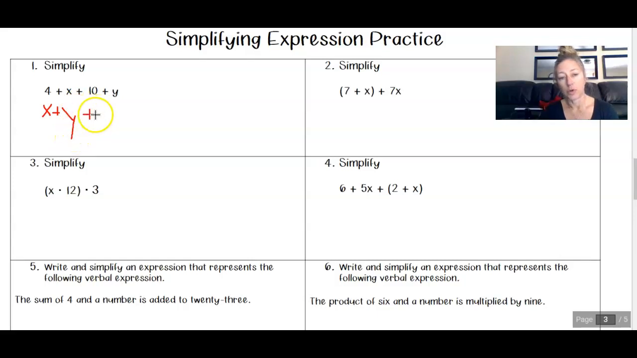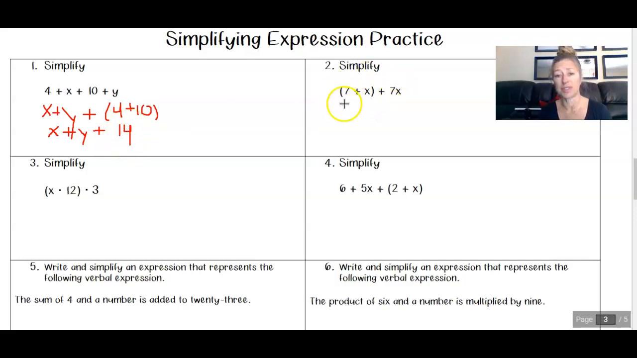And now I'm going to group together my 4, and I'm going to put them in parentheses only to show you that those are like terms. You don't have to put them in parentheses. You do not have to at all. So I'm going to keep those together, and I'm just showing you all of my steps here. X plus y, and 4 plus 10 is 14. That's all there is to it.